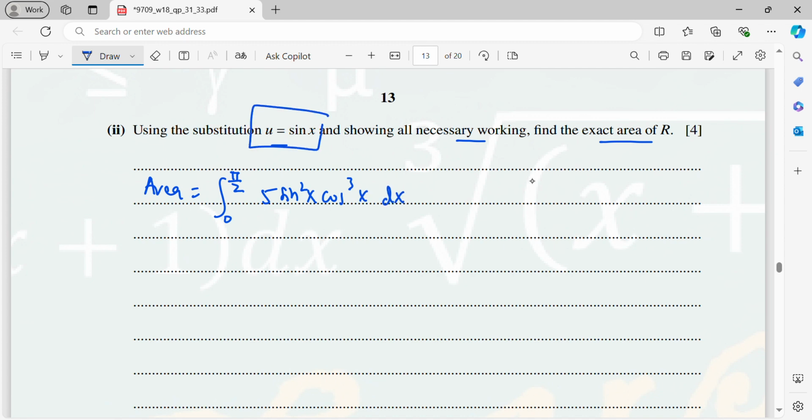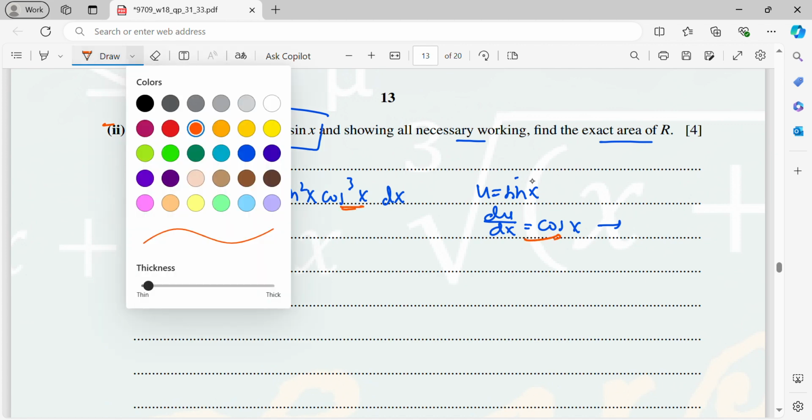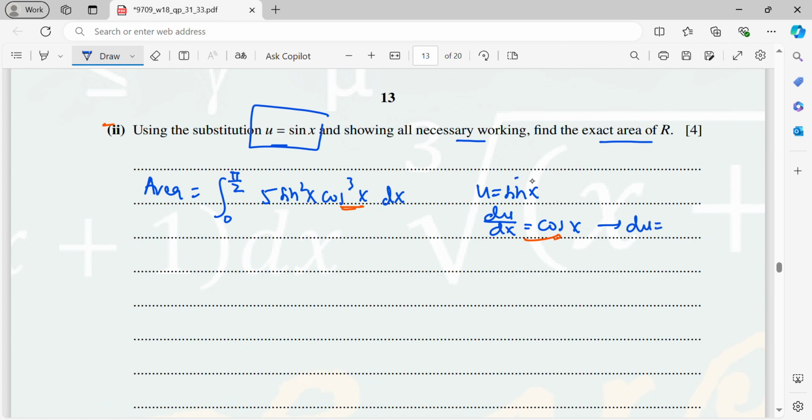So when u equals to sine x, I need to get du dx, right? So du over dx will be cos x. Then now here, I can combine my cos x with the dx, because I can factorize the cos x. So therefore, du equals to cos x dx. Now, when my x equals to 0, which is the lower limit, my u equals to sine 0, which is 0. When my x equals to half pi, my u is sine half pi, that is 1.